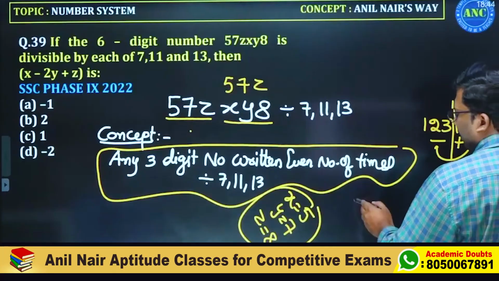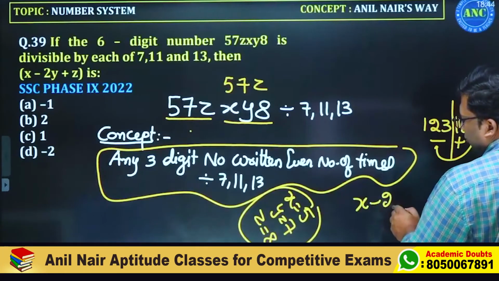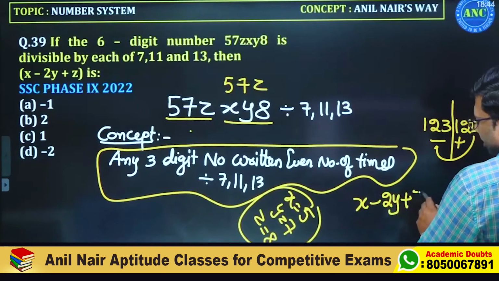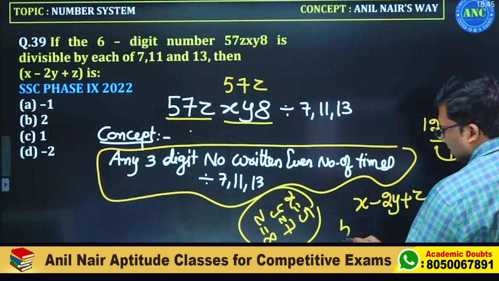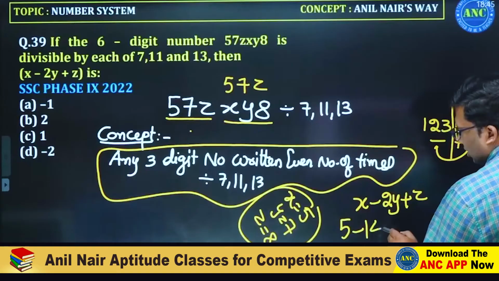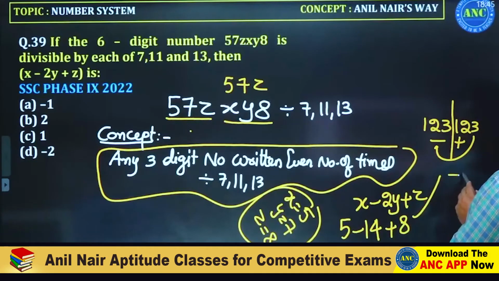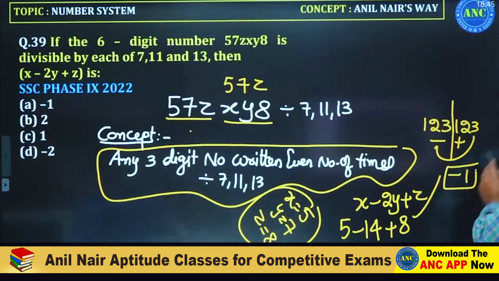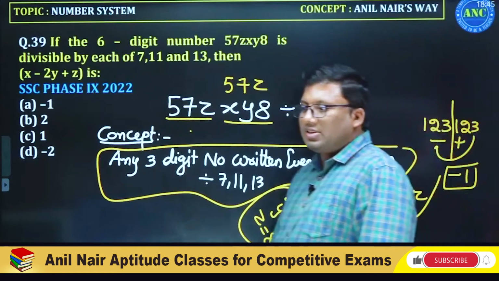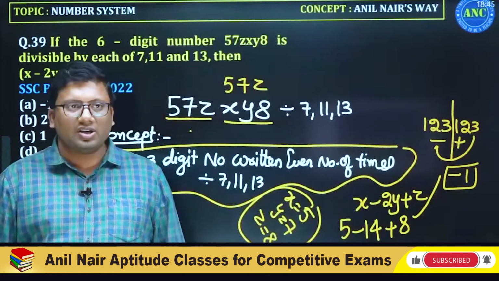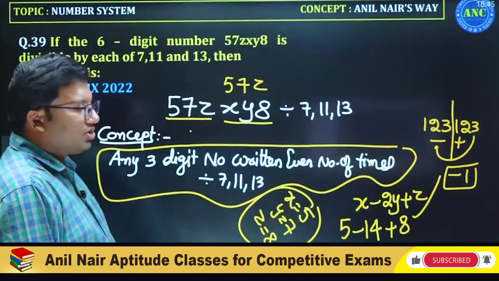What is required? X minus 2Y plus Z. X is 5, minus 2 sevens which are 14, plus Z, 8. 13 minus 14. The answer for this question is minus 1. Very, very good question, sir.